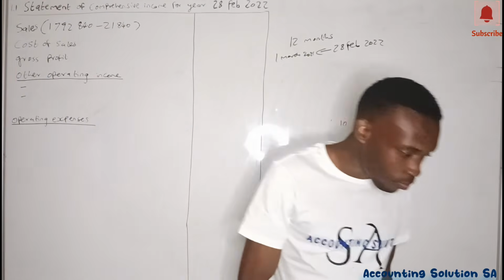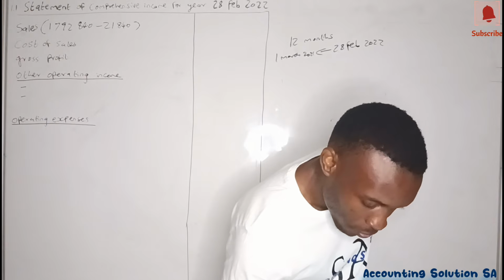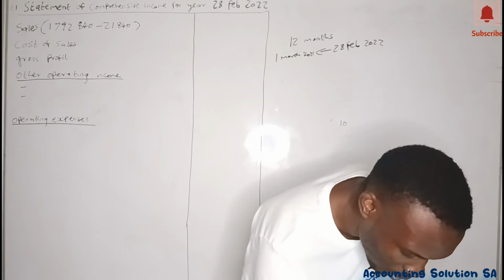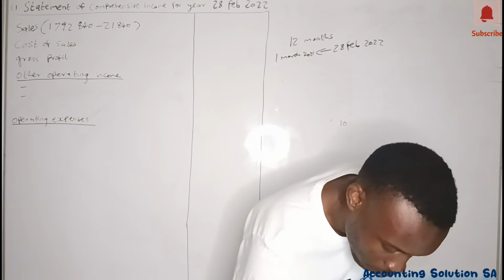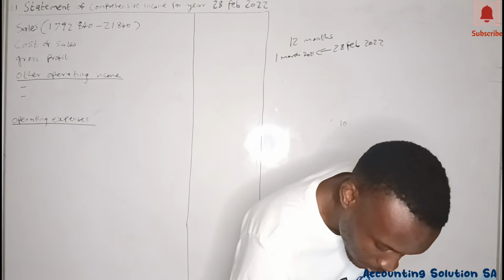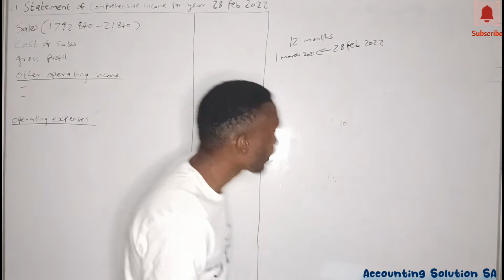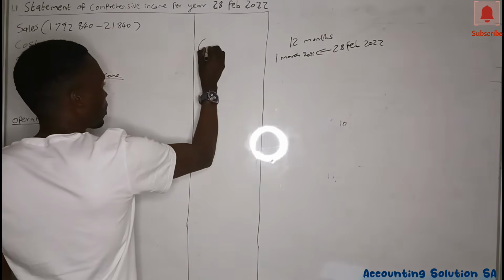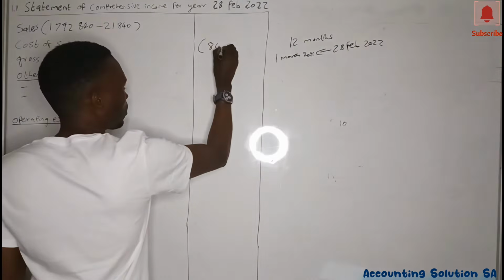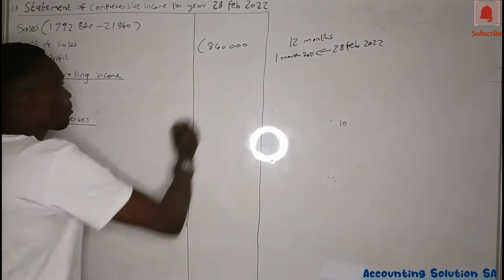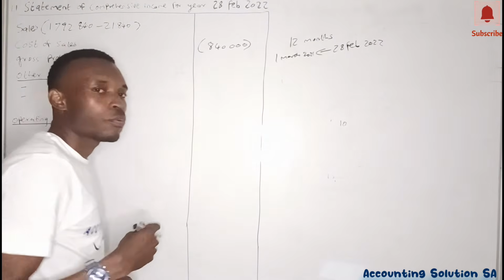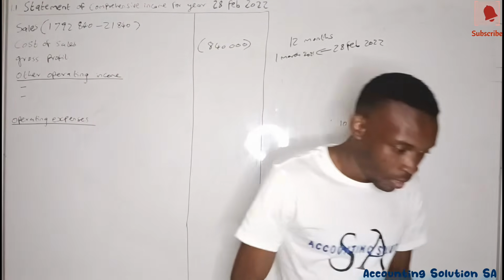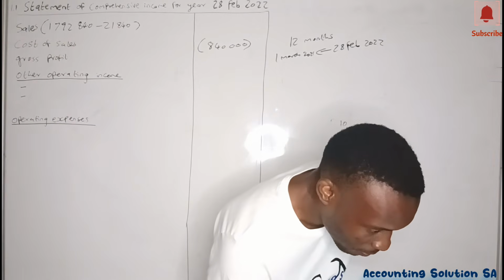Okay, let's go back to our book and check the cost of sales. Okay, the cost of sales amount that we have is 840,000. For this one we don't have any transaction. Remember guys, cost of sales, we are going to subtract it from the sales balance that we are going to calculate. Okay, let's go back and calculate our net sales.